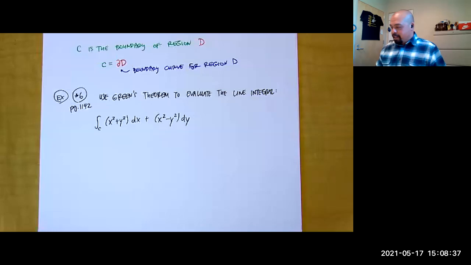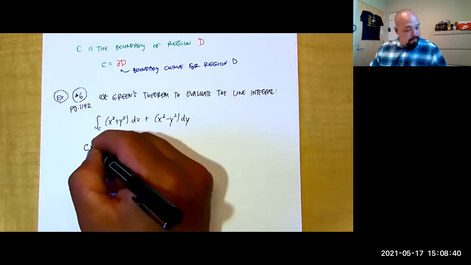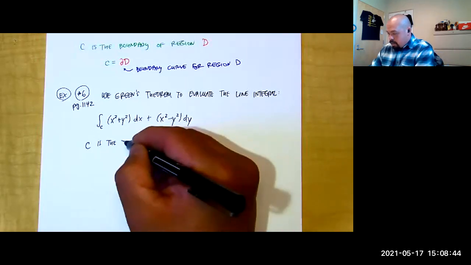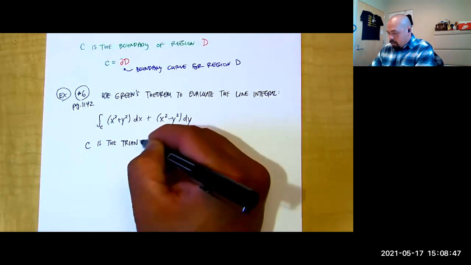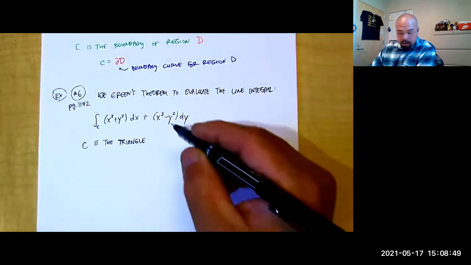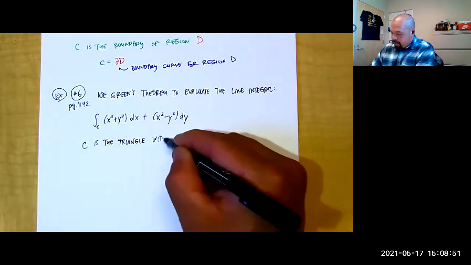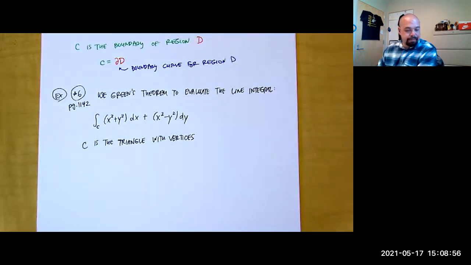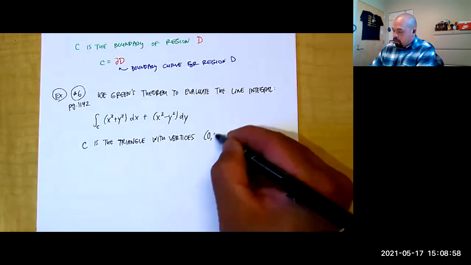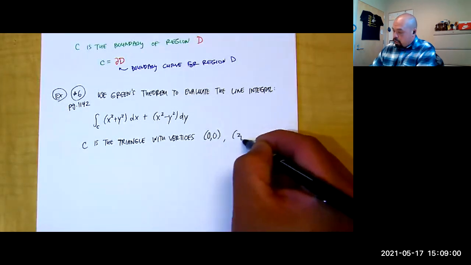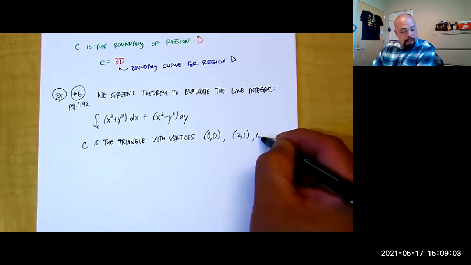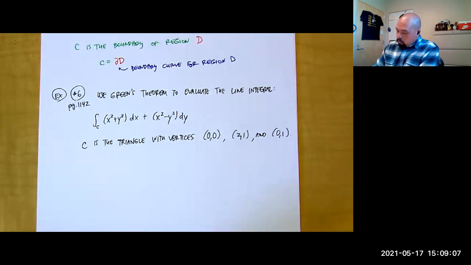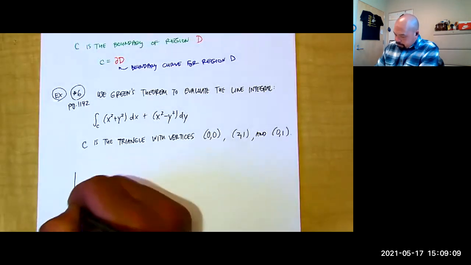And I forgot to explain what C is first, sorry about that. So C is the triangle with vertices, right? A common region we think about: 0, 0, the origin, the point 2, 1, and the point 0, 1. There we go. Okay.